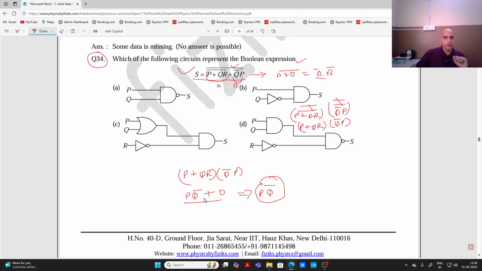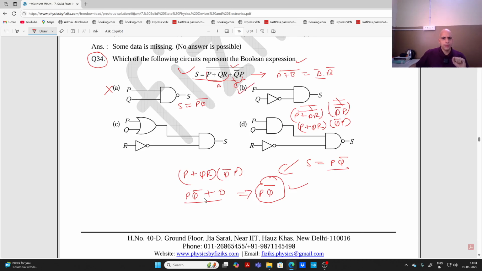Now it is S is equal to, it is a NAND gate, P Q naught. So this is wrong, right? What about this one, S is equal to P Q naught? So this is correct. This is matching this. So this is the correct option. B is the correct option, right?